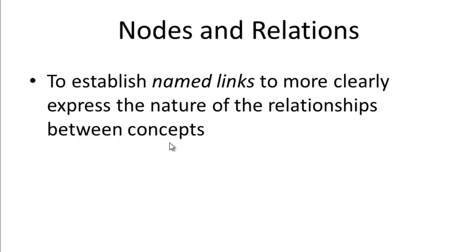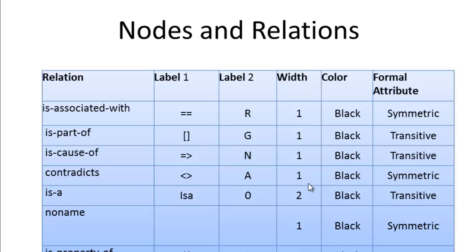So then ATLAS distinguishes between nodes and their relation, and we have talked also about links, so these are the lines. If you have a named link, then ATLAS calls this a relation. So we can clearly express the nature of the relationship, and we have seen that works between two quotes and two quotations. And here we see the standard relations that ATLAS already provides if you install the software.